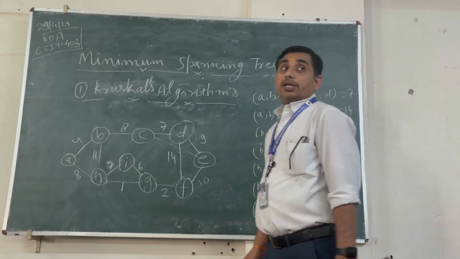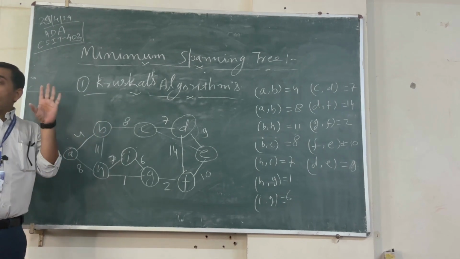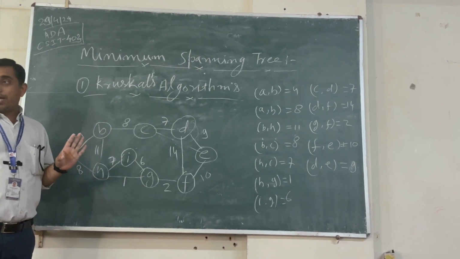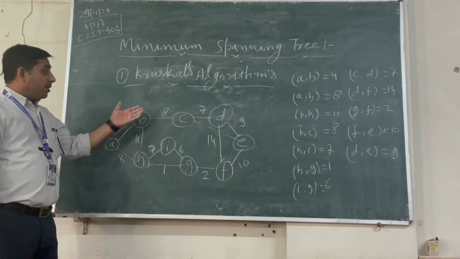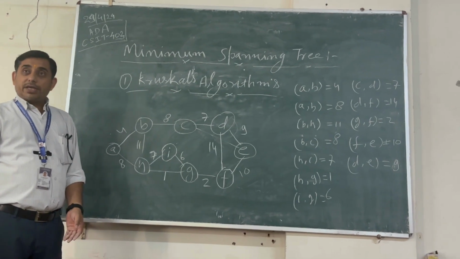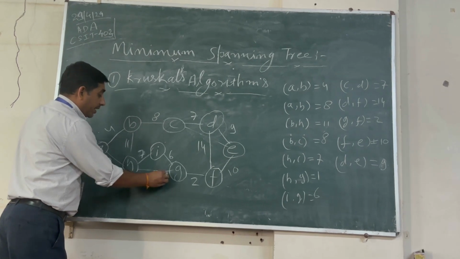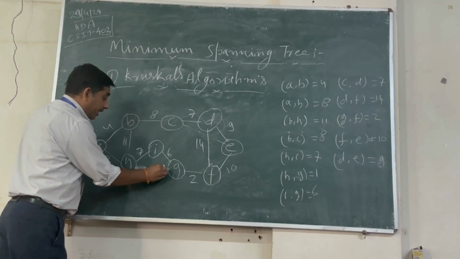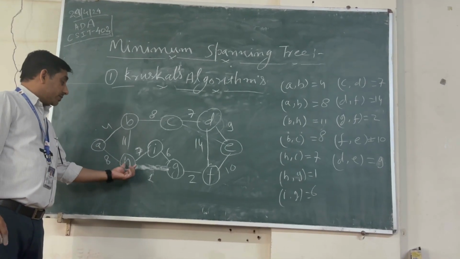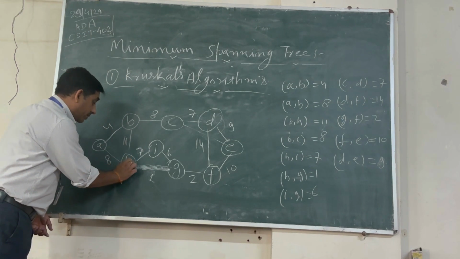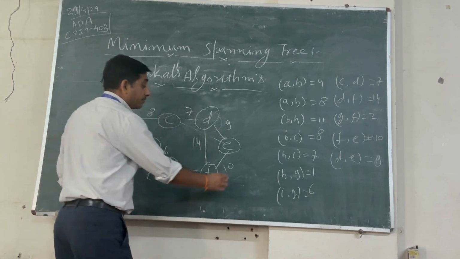So in this case, Kruskal algorithm, first we find the minimum edge between two vertices. So which one is the minimum edge between the vertices? That is 1, from G to H, or we can say H to G. So H to G, you just say first.